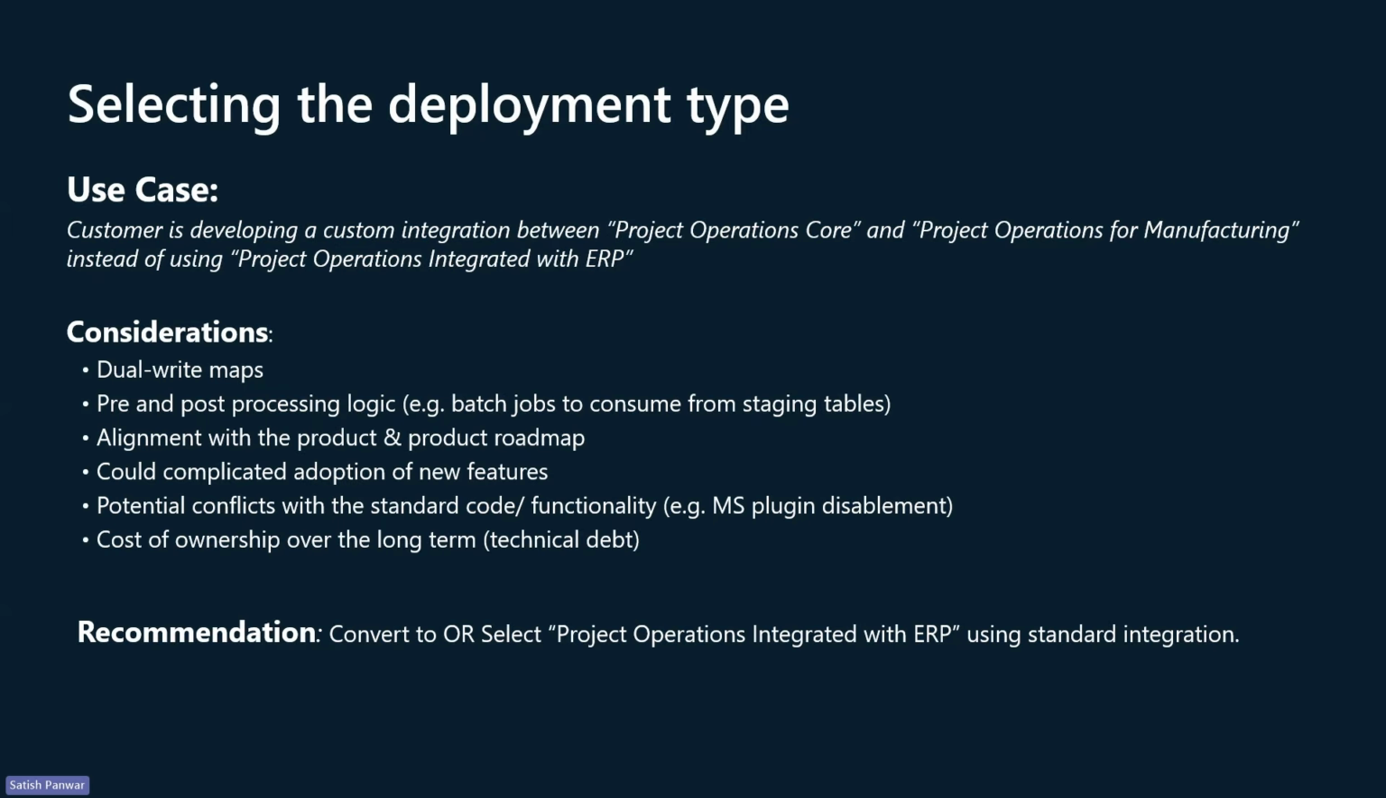The customer is developing a custom integration between project operations core and project operations for manufacturing instead of project operations integrated with ERP. This is another reinventing-the-wheel type of scenario. While the customer or partner may prefer to build custom integration at the beginning of the project, maybe depending upon the scope or the simplicity, by the end or midway of the project there are already escalations starting because the customer and partners start to feel the pain, cost overages, but then it's too late. So if possible, avoid it from the beginning.